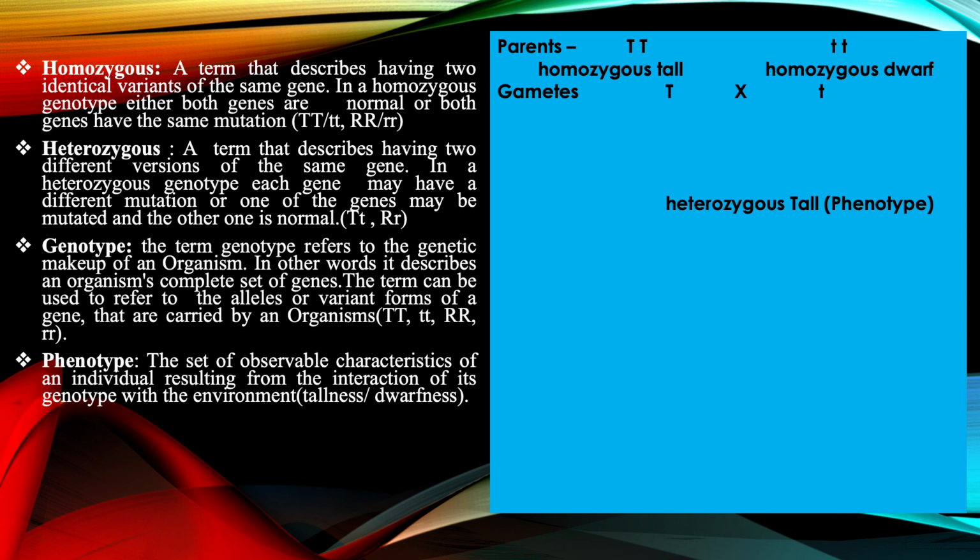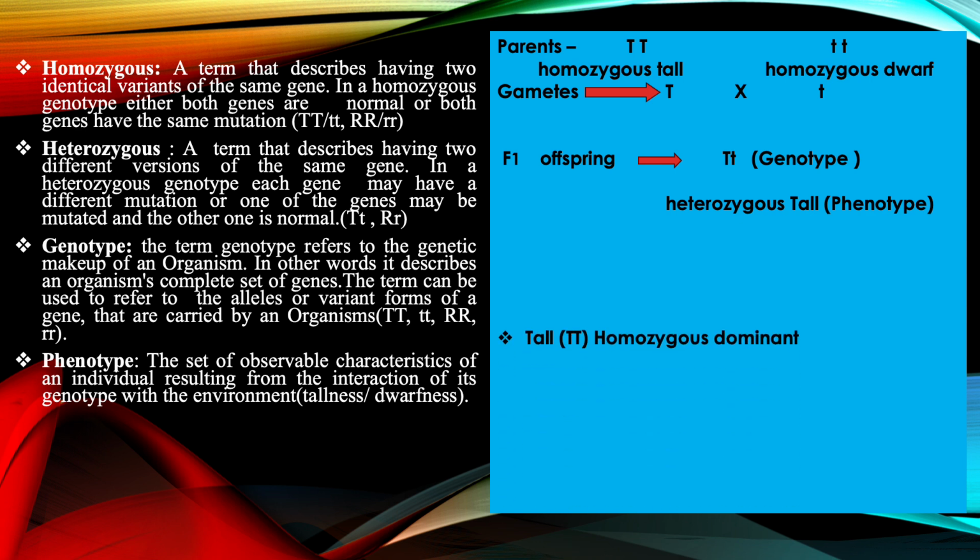Then when gametes are formed, the gametes are capital T from the homozygous tall parent and small t from the homozygous dwarf parent. When a cross is made, in the F1 generation we'll get a heterozygote, that is capital T and small t, which are present as the genes in the offspring, forming the genotype. And externally, what we are able to identify is the height of the plant, which is tallness. That is why the phenotype is tall, and since the genotype is carrying two different genes, that is capital T and small t, it is heterozygous tall.